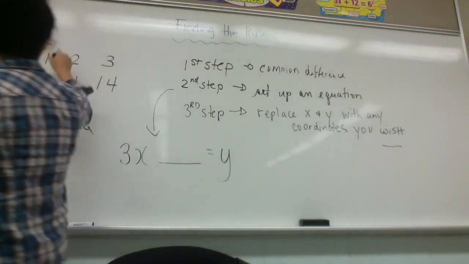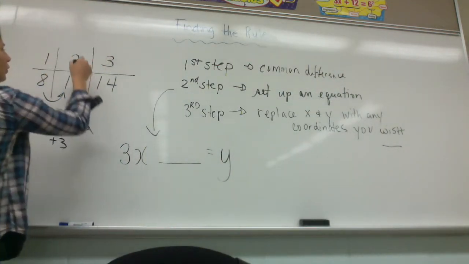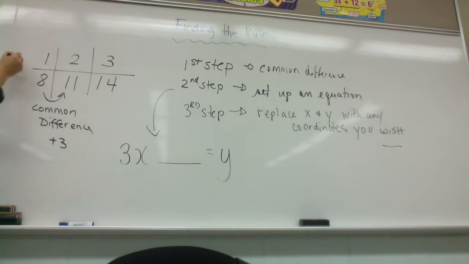So these are coordinates. 1 and 8, 2 and 11, 3 and 14. So here, look, I'm even putting x, y. I'm even setting up. You can add the lines to this. You can put the x, y so that you don't forget. So which coordinates are we going to use? 1 and 8, 2 and 11, or 3 and 14? It's your choice.